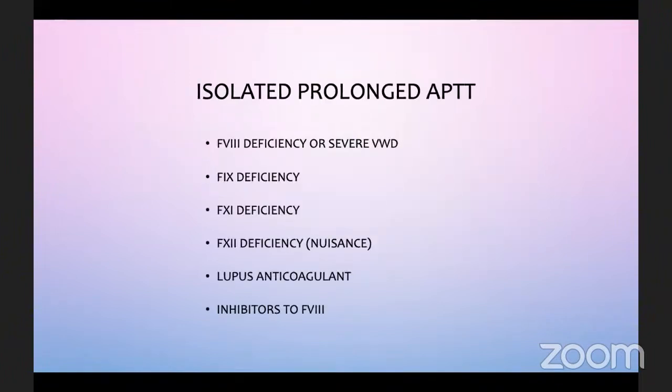All right. So though we do say that there are some isolated prolonged APTT that are not significant, if the patient gives you a bleeding history, you definitely must investigate it, right? Because it could be a lot of conditions, like you see here, factor 8 deficiency, or severe von Willebrand deficiency, factor 9 deficiency, 11 deficiency, 12 deficiency, which is usually a nuisance, but at least it's nice to know that you have made the diagnosis and the patient is safe. And of course, it can be due to a non-specific inhibitor like a lupus anticoagulant, or a specific inhibitor to factor 8. So you need to investigate.